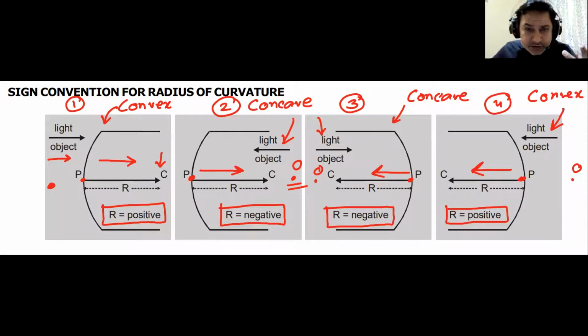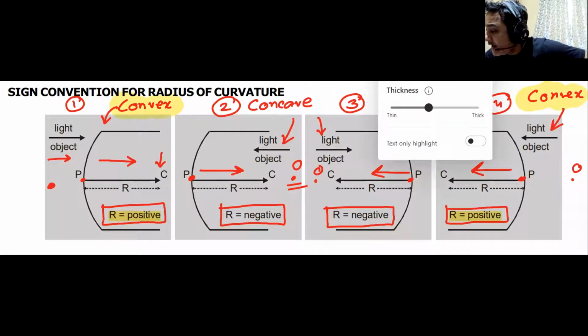Now, the thing worth noting here is you can always find out from the direction of light rays. But if the surface is looking convex, that was case number 1 and 2, if the surface was convex, the value of R was coming as positive. Do we understand this? Yes, sir.